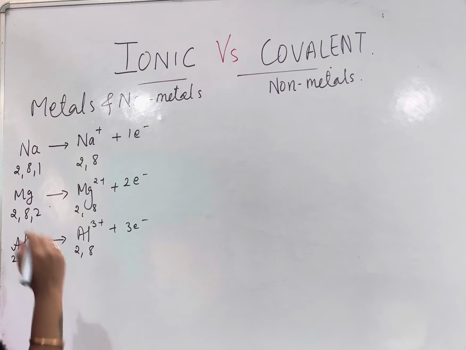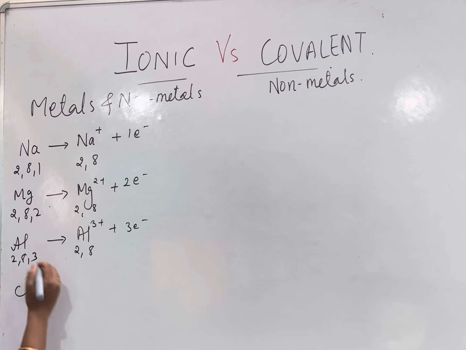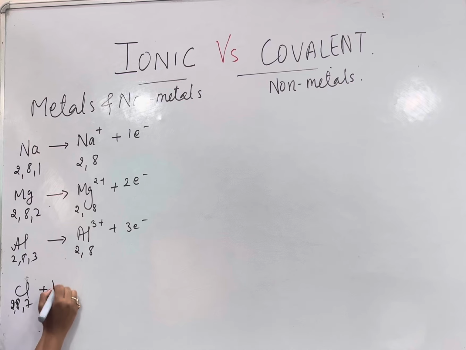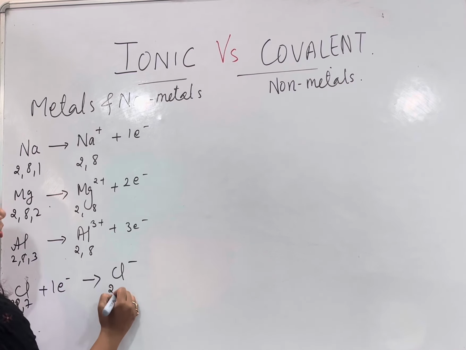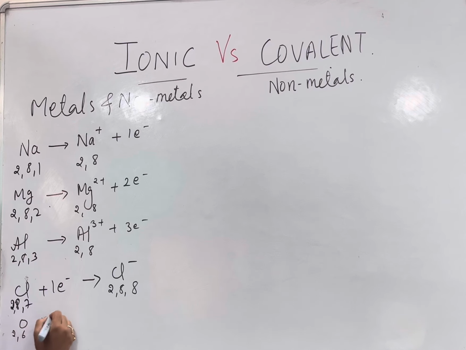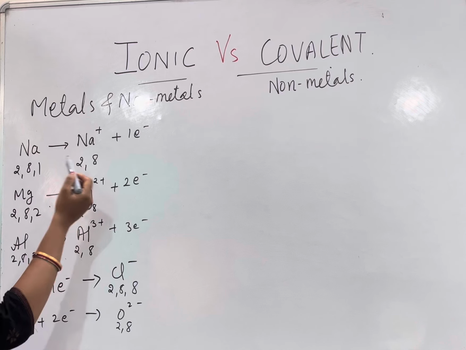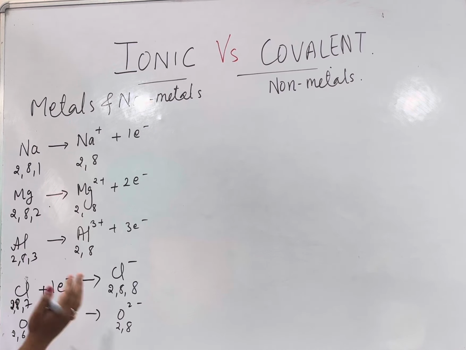Okay? Likewise, chlorine, which has atomic number 17, has configuration 2, 8, 7. It can accept one electron to complete its octet and form Cl−, with electronic configuration 2, 8, 8. Likewise, oxygen, which is 2, 6, can gain 2 electrons to form O2−, that is 2, 8. Okay, so metals can form cations, non-metals can form anions.